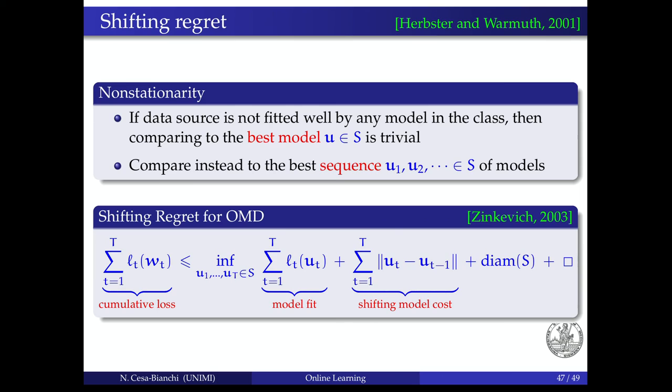So the only thing that makes sense here is that you introduce in your regret a penalty term, which is the shifting model cost. It's the distance traveled by your model sequence along time. So you have a trajectory of models. You are competing against this trajectory of models, and your regret will scale with the fit of this trajectory of models and with the distance traveled when you go along this trajectory. And then you will have again the diameter of the space S and some other terms that are less interesting. So this is another very interesting way of phrasing.